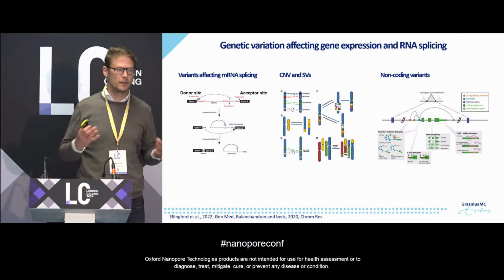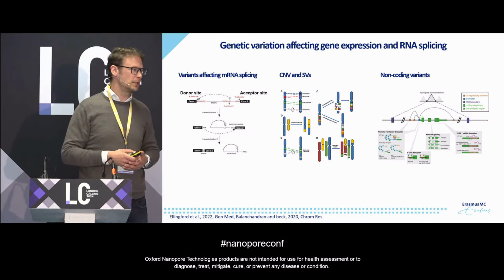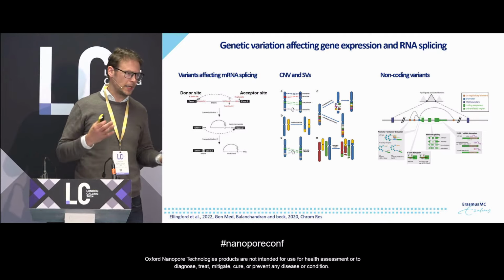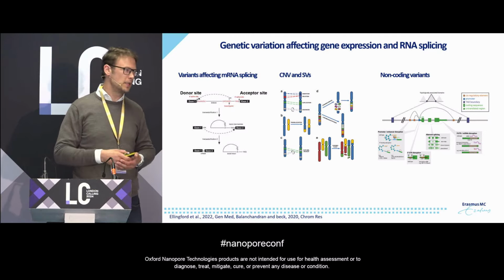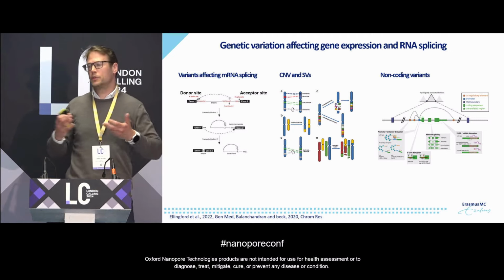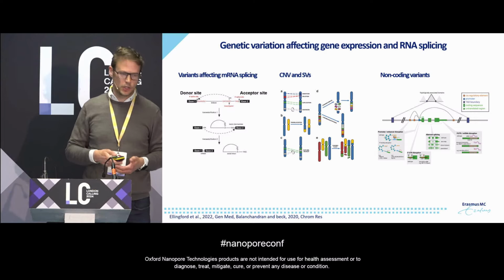There can be variants that affect splicing. We might miss them in an exome, or they could be very hard to predict what their effect on splicing is. There could be complex structural variants. There can be variants that affect enhancers, non-coding regions. So typically you miss those using an exome. And if you use short-read whole genome sequencing, you might pick them up, but you might not be able to interpret what their effect is.